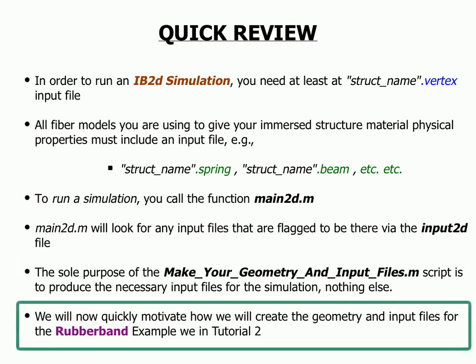Now let's go ahead and quickly motivate what type of geometry and input files we'll need for the rubber band example that we did in tutorial 2. Remember, we started off with an outstretched rubber band and released it in fluid and saw what happens. Next, let's go over what the goals of the simulation are and how we can achieve those goals through different types of fiber models.